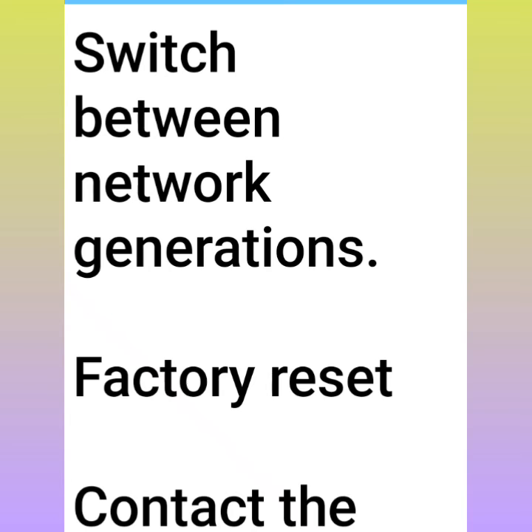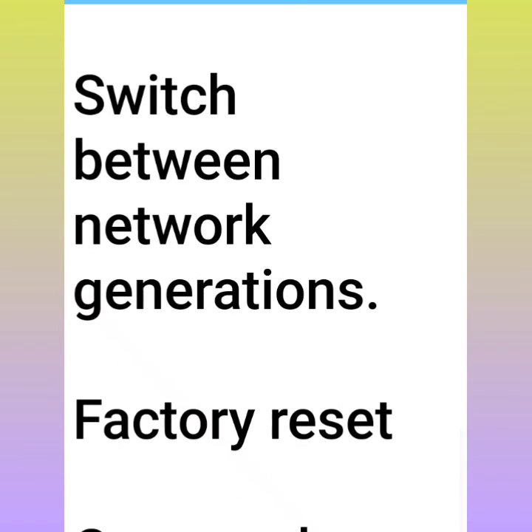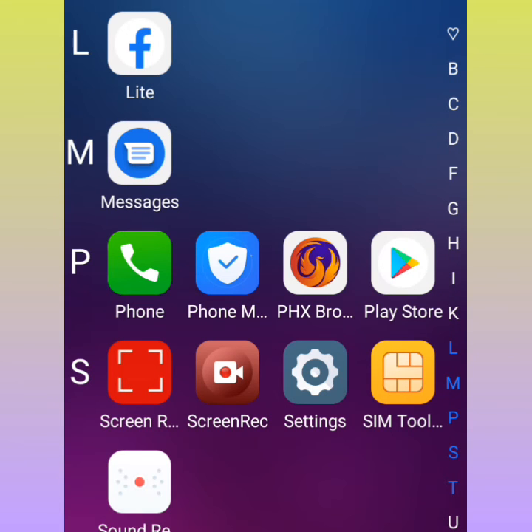The next solution is to switch between network generations. You switch in case your phone supports both 4G and 3G. You can change in case it fails to connect on 4G. You can change it from 4G to 3G. That's it. Let me show you how you do it.